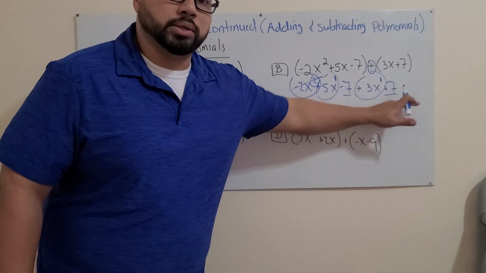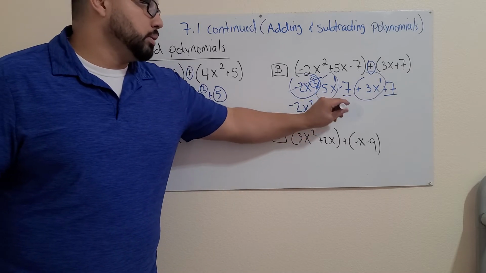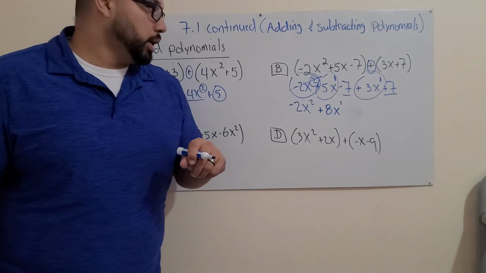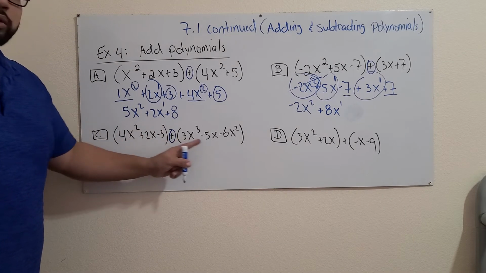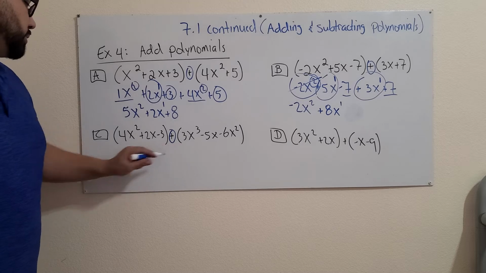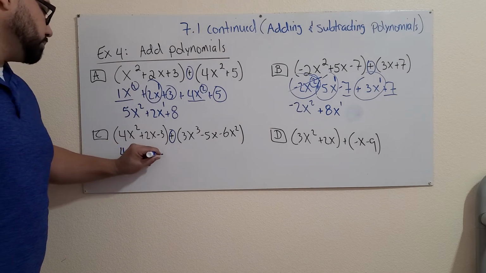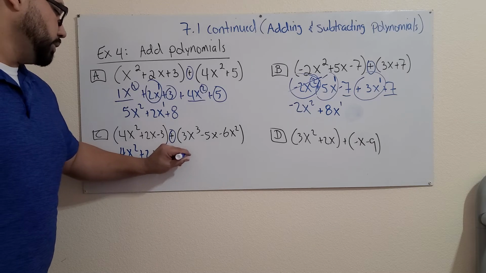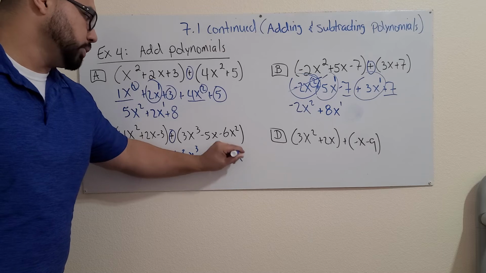Sometimes terms do cancel each other out. And that's standard form because it goes 2 and then 1. All right, next one, part C. Same thing, there's an addition sign in between the two parentheses, so you don't really need the parentheses. So in my first step, I'm going to drop those parentheses. Plus 3x cubed minus 5x minus 6x squared.